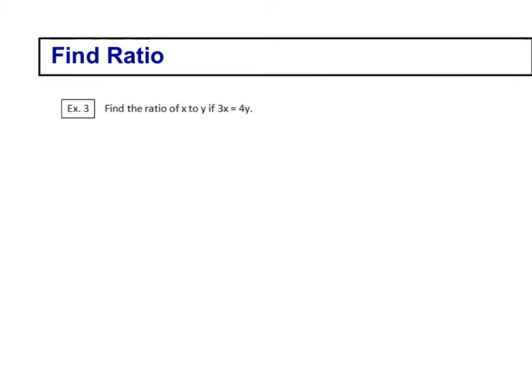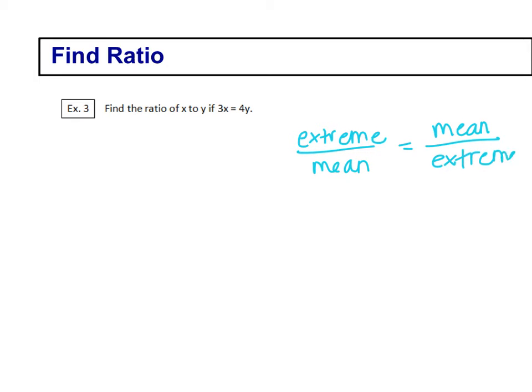So if you remember, the way we set up a proportion with our means and extremes is first you have extreme over mean is equal to mean over extreme. And then we were told that if you multiply the extremes, it's equal to the product, or multiplying, of the means. So what we have here is we've multiplied the extremes and we've multiplied the means.